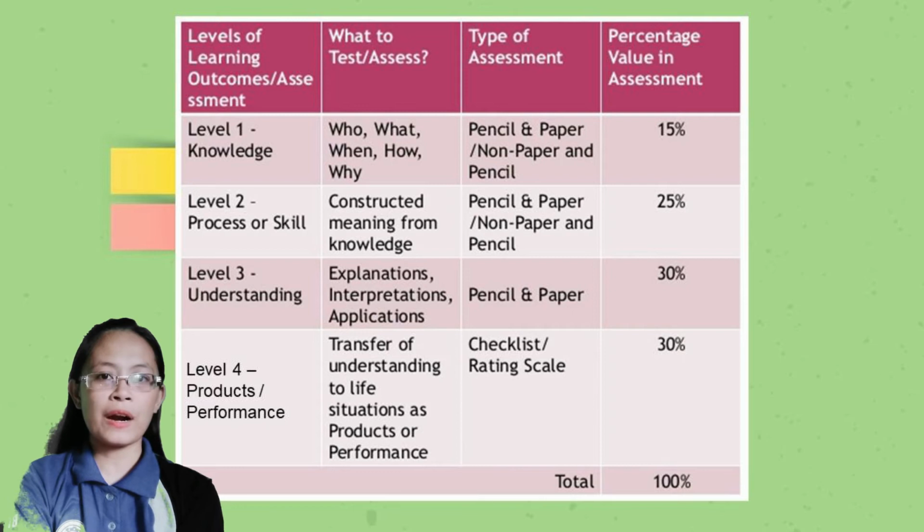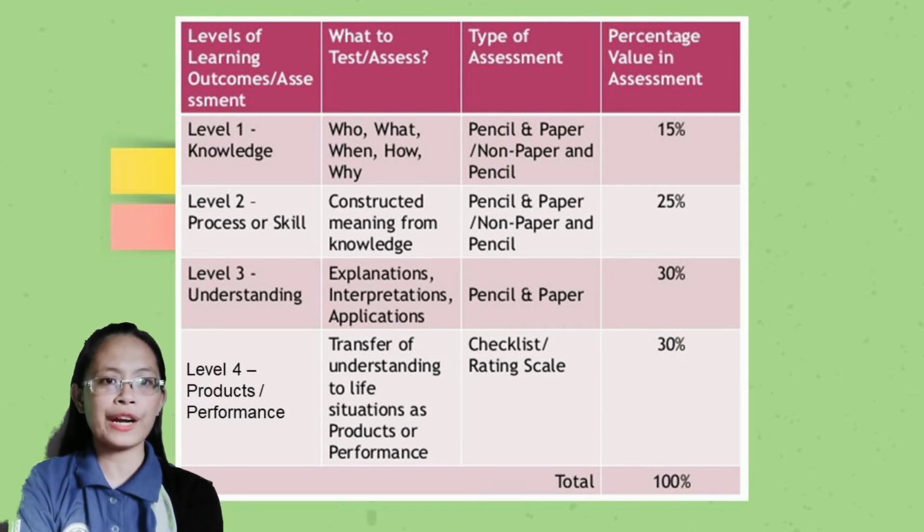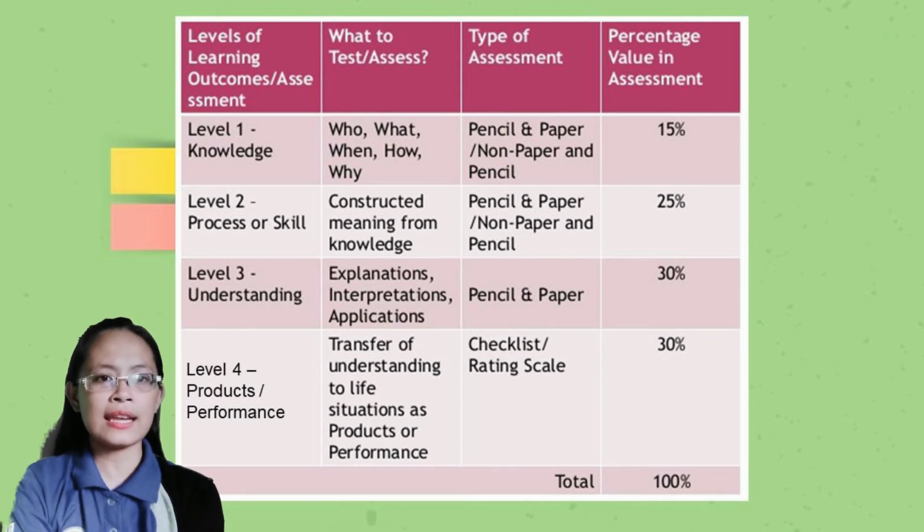And the last level of learning outcomes and assessment is level 4, product and performance, which can be determined by applying the knowledge and ideas we obtain from the given activity in real life situations we face every day. We can achieve the assessment through checklist and rating skill method, and it has 30% value in assessment.